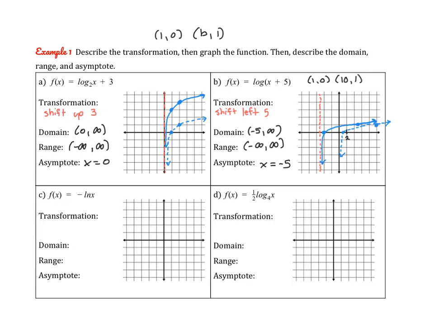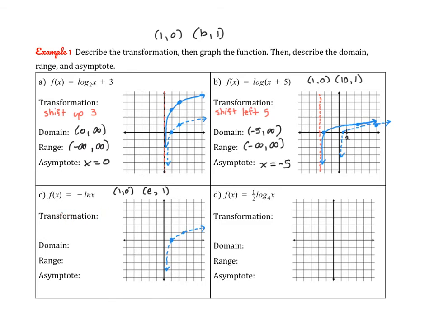Okay, let's look at this next one. So here we have f of x equals negative natural log of x. So remember, this is base e, which is approximately 2.7. So let's start with the parent function. So we're going to plot the 2 points, 1, 0, and then e, which again is about 2.7, so we'll estimate 1. So we have 1, 0, and then almost 3, 1, like this. And we know for the parent function, our asymptote is at x equals 0.